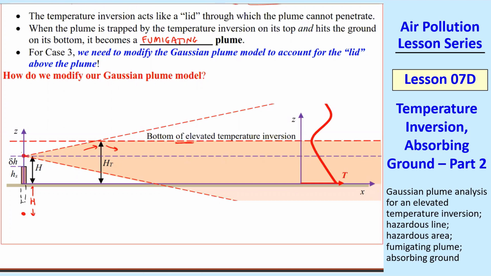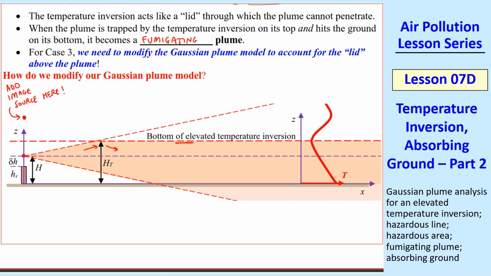Well, now we don't need that image source because it's not a reflecting ground. But we do need an image source up here to account for the reflection of this lid. I like to call this a lid. It's like a ground up in the sky that just reflects. So we'd add an image source there, just like we used to do down here with the reflecting ground.